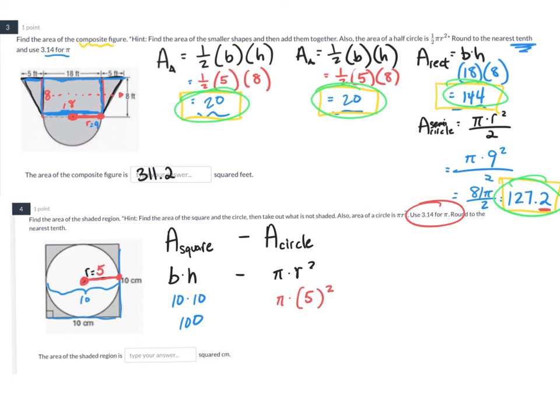25 times 3.14 is 78.5. And I'm subtracting those. So my answer is going to be 100, the area of the square, minus 78.5, the area of that circle. And that is 21.5. Units squared, squared centimeters. So 21.5. So very cool, lots of area fun. One more question, let's do it.